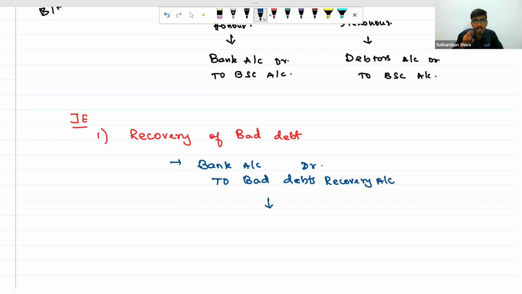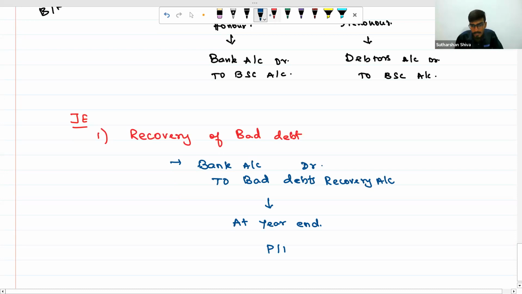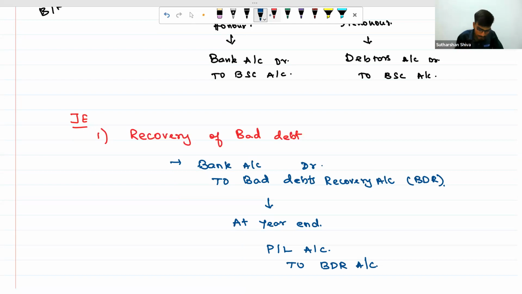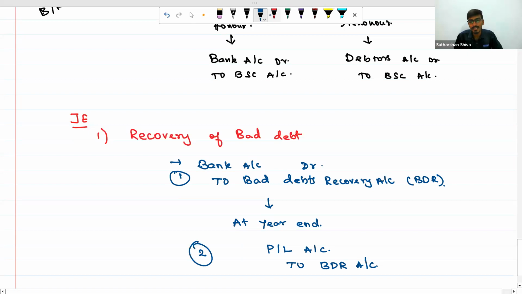Because it is a nominal item, at the year end I will pass the journal entry: profit and loss account debit to bad debt recovery account. This is your first journal entry you should pass, and this is the second journal entry you should give effect to at the year end.